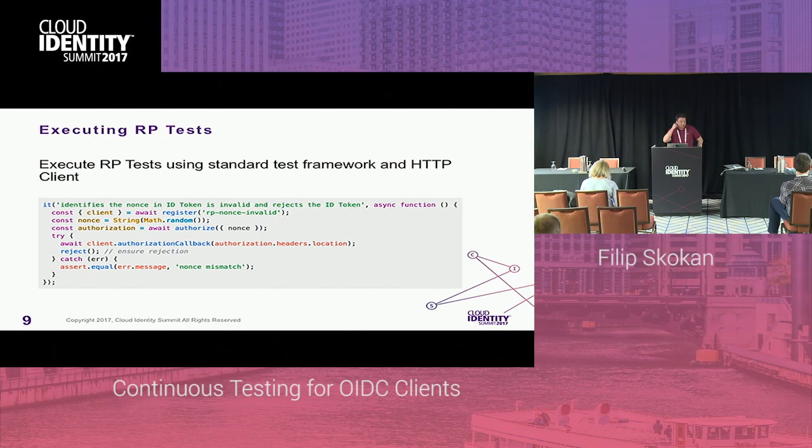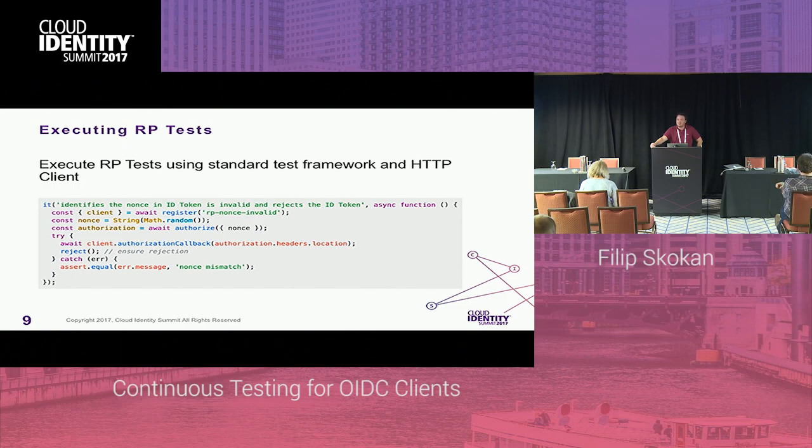This is how this may look in practice. In here, I'm using a standard test framework for JavaScript called Mocha, and a regular HTTP client. A few helpers help me not repeat my code for registration and issuing the authorization request. So you can see I do the registration. I generate a random nonce, because why do it with a fixed one if I can test even further. I do the authorization request, and then I process the callback.